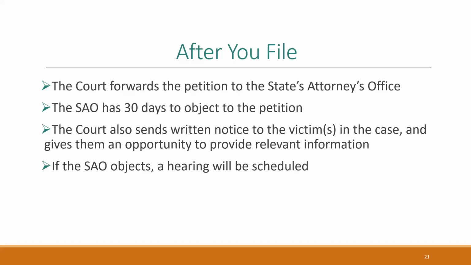And then after you file, much like expungement, the court forwards the petition to the state's attorneys. They have 30 days to object. And now this is a little bit different. The court sends a written notice to the victims in the case, and they have an opportunity to provide relevant information. And then if the state's attorney objects, a hearing will be scheduled. If the victim objects, but the state's attorney doesn't, then a hearing does not need to be scheduled.